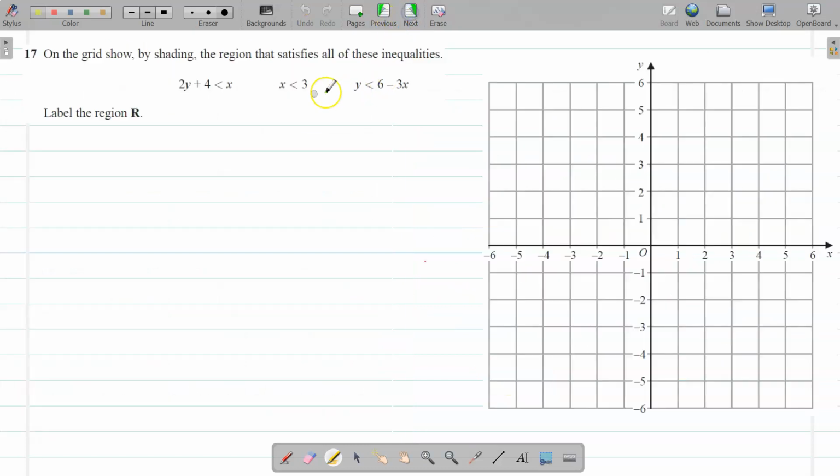Next question. We've got to show these 3 inequalities on this grid and the region that's bounded by them, or highlighted by those regions.